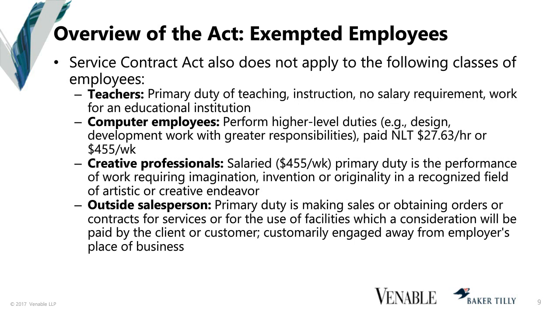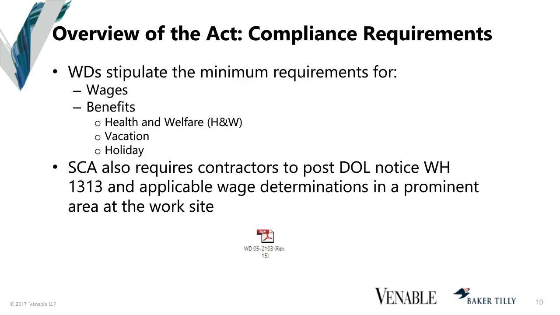Let's talk a little bit now about the compliance requirements. For better or for worse, these are extremely detailed, and the devil is in the details from a compliance standpoint. But each contract has at least one wage determination attached to it. And when the PDF of the deck goes out, there's an embedded PDF that gives a sample of a wage determination. What the wage determination does is it stipulates the minimum requirement for wages and for benefits, and there are three types of benefits that are included: health and welfare, vacation, and holiday. And then it also says administratively that contractors need to post a poster. It's the Wage and Hour 1313 and the applicable wage determinations in a prominent area at the work site.